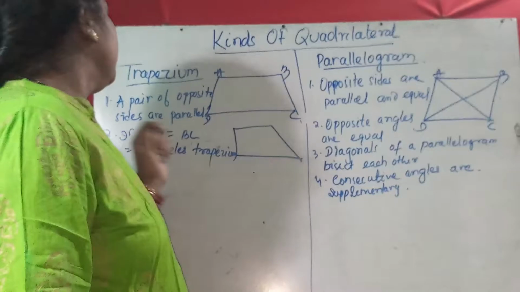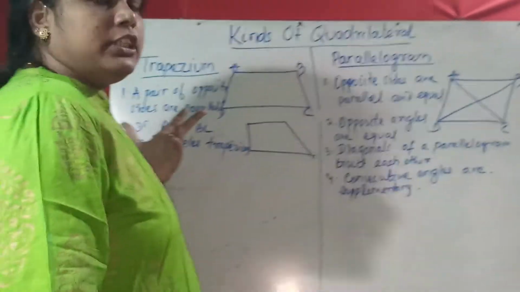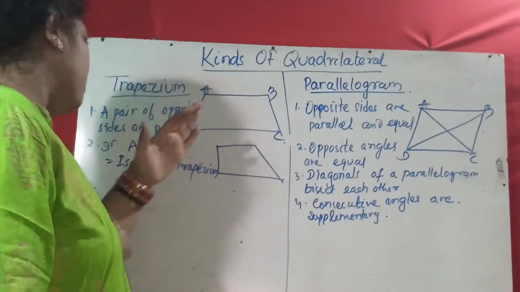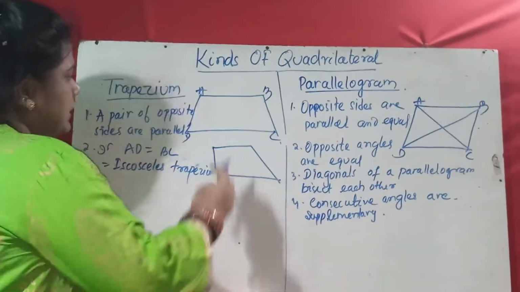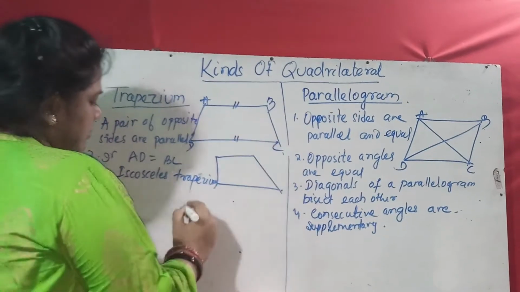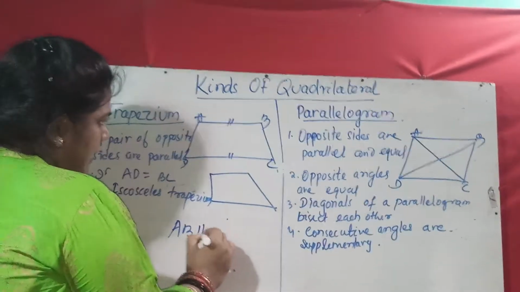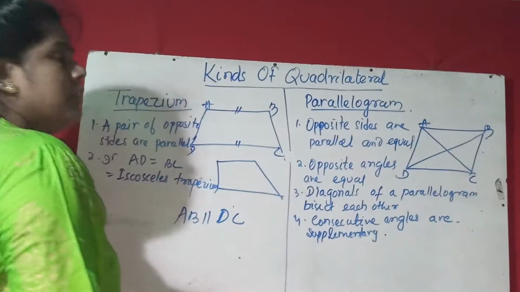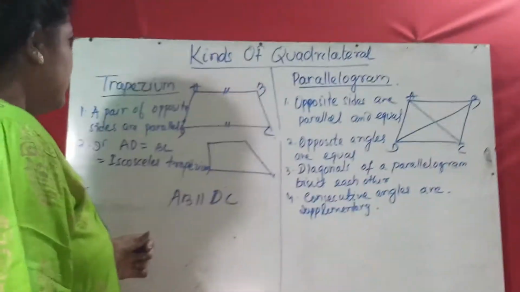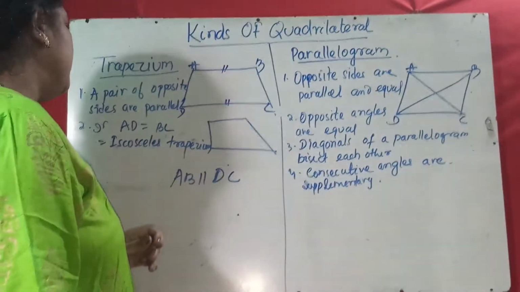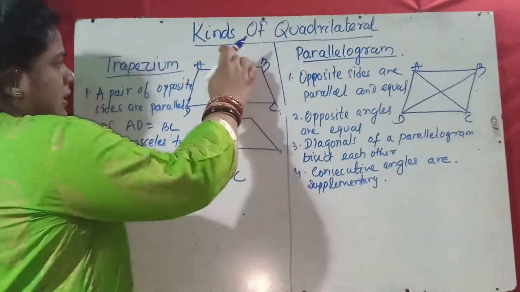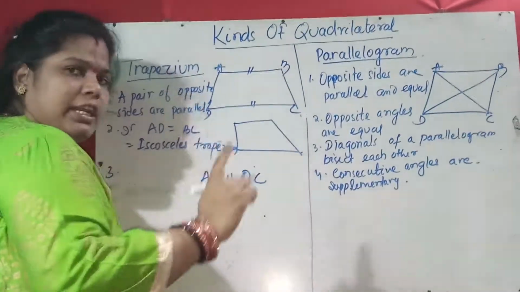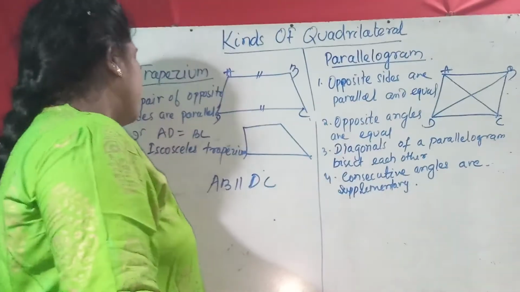Now trapezium. Another quadrilateral is the trapezium. What is a trapezium? When a quadrilateral's opposite sides are parallel. When AB is parallel to DC, it is called a trapezium. Okay. So only one pair of opposite sides, if they are parallel to each other, then that is called a trapezium.